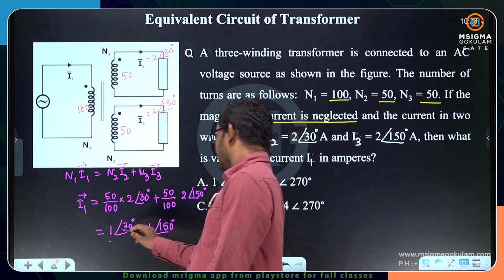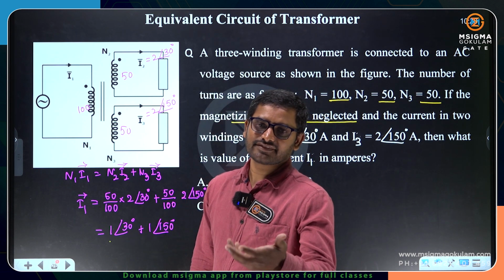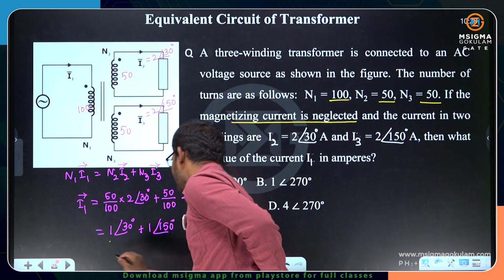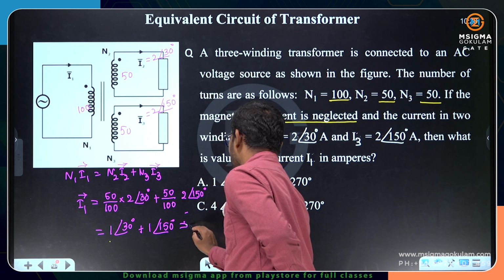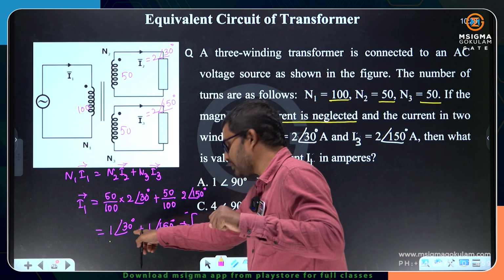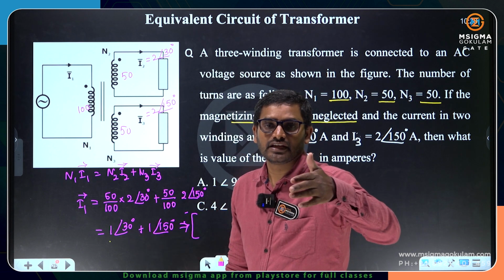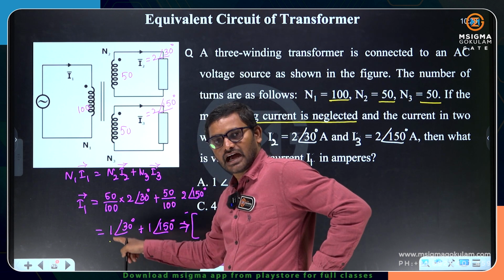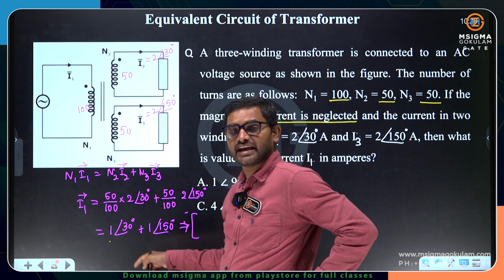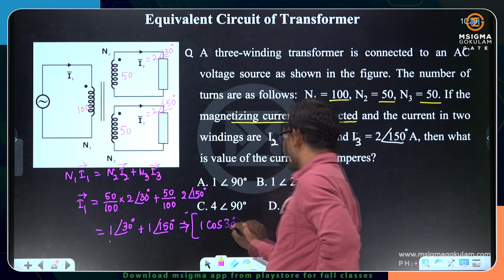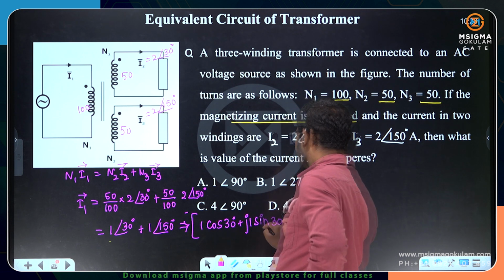As you do not have a scientific calculator, please write this in terms of rectangular format. Sorry, it's already in polar form. You have to write it as r at an angle theta, that is r cos theta plus j r sin theta. So that is 1 cos 30 plus j 1 sin 30. That is the first one.